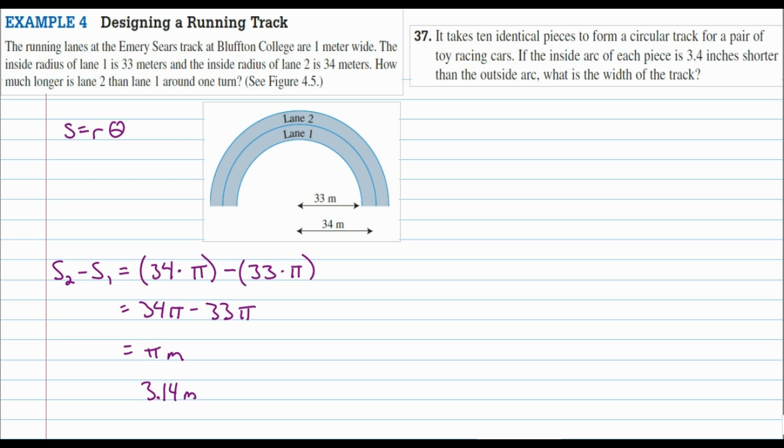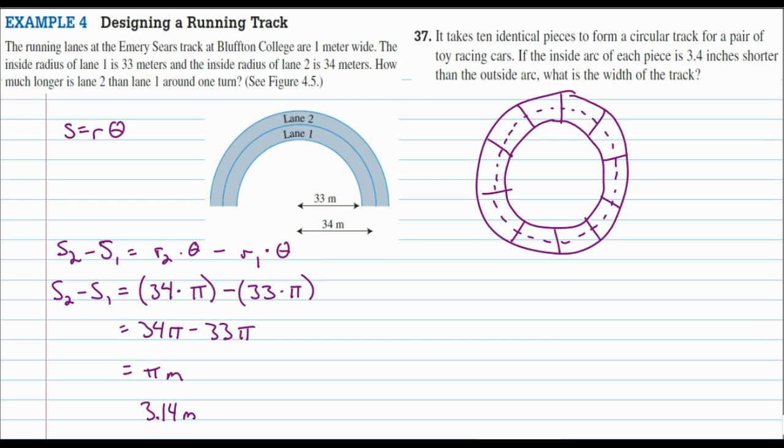Everybody was cool. If the inside arc of each piece is 3.4 inches shorter than the outside arc, what is the width of the track? Well, I'm going to draw the track first. So at this point, we know that the inside arc of each piece is 3.4 inches shorter than the outside arc. So we'll call that arc 2 minus arc 1 is 3.4. I don't know exactly how I'm going to use that yet, but we'll go from there.